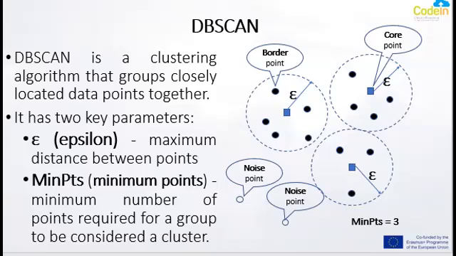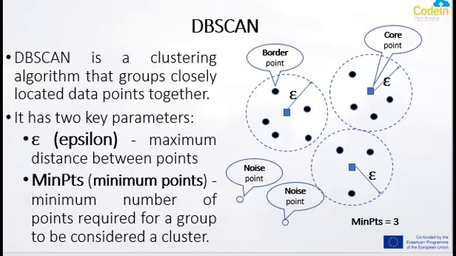There are 3 types of points after the DBSCAN clustering is complete. Core. This is a point that has at least minimum points within distance epsilon from itself. Border. This is a point that has at least one core point at a distance epsilon. Noise. This is a point that is neither a core nor a border. It has less than minimum points within distance epsilon from itself.